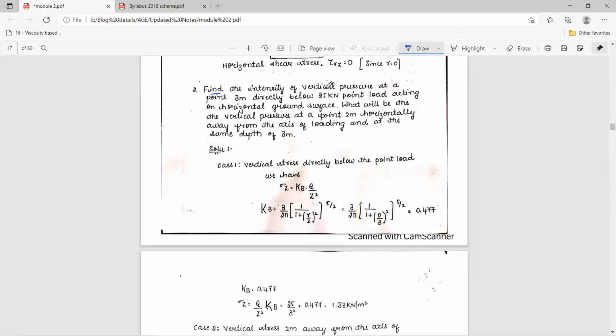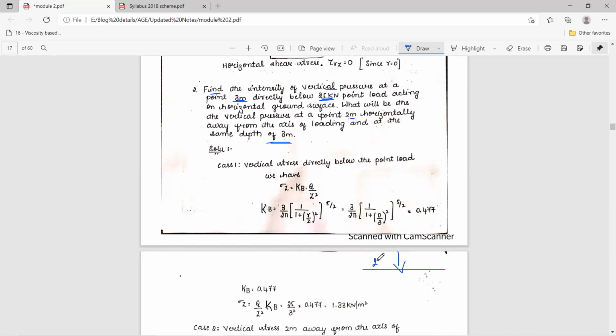Find the intensity of vertical pressure at a point 3 meter directly below a 25 kilonewton point load acting on horizontal ground surface. What will be the vertical pressure at a point 2 meter horizontally away from the axis of loading and at the same depth of 3 meter? Okay, here the question is like this. There is a ground surface. On this ground surface, they had applied a load of 25 kilonewton.